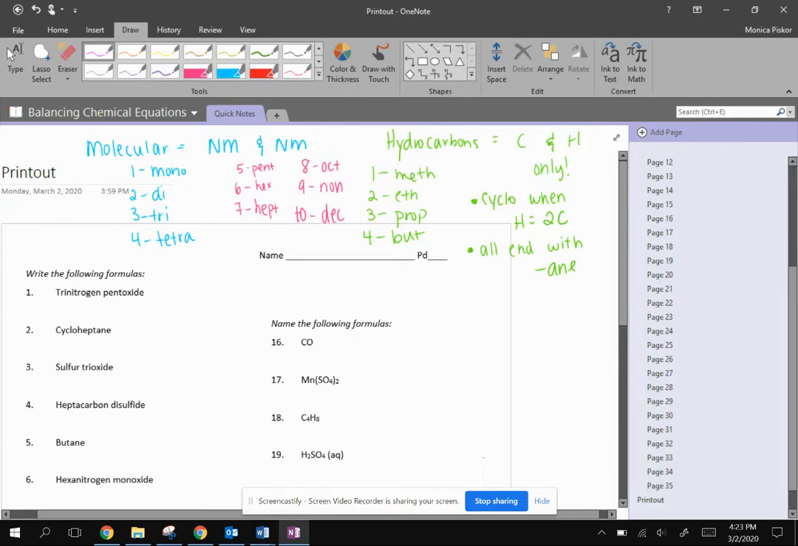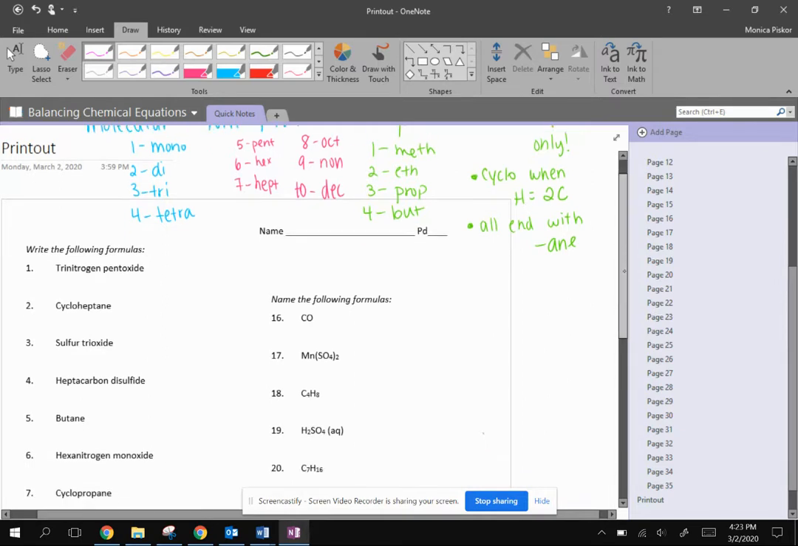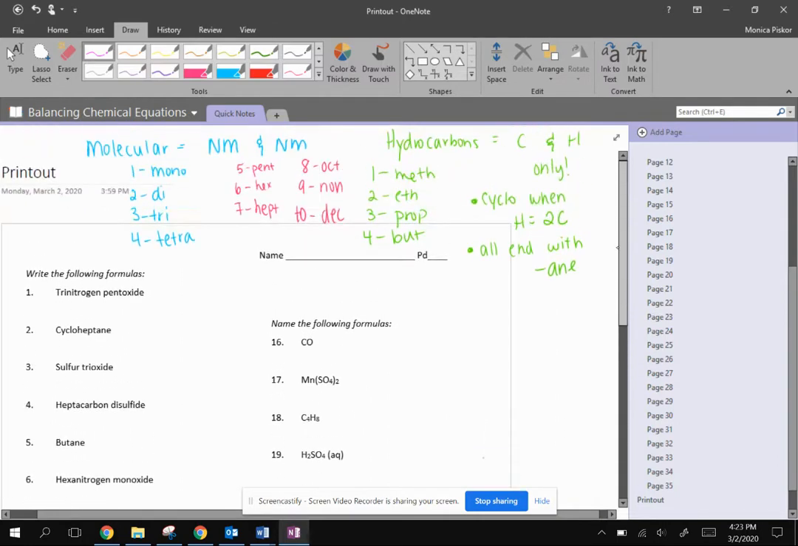You might also be adding cyclo in front of these prefixes if you have a compound whose hydrogen amount is exactly double the amount of carbons. So I'll see if I can find you an example later on. So let's start with being able to recognize a molecular versus a hydrocarbon.